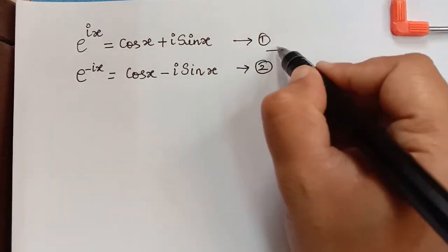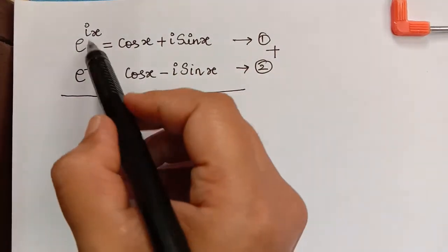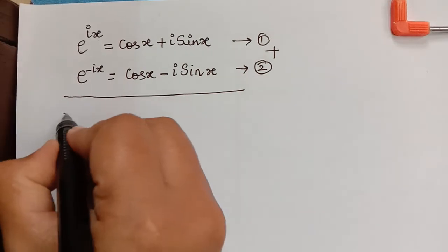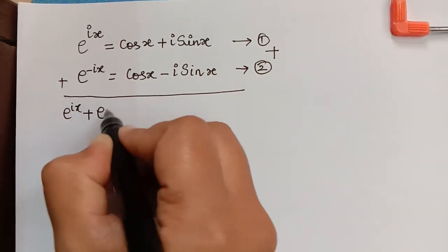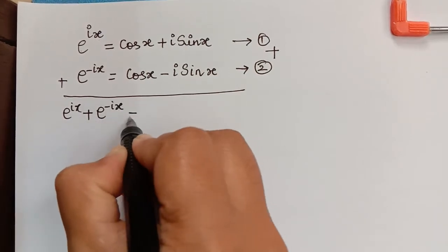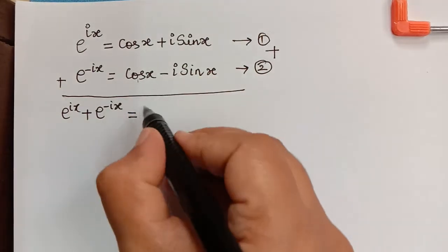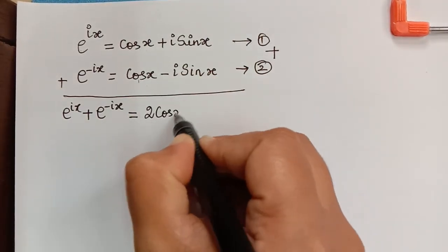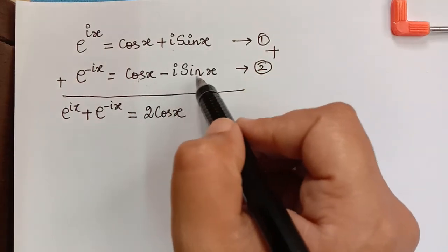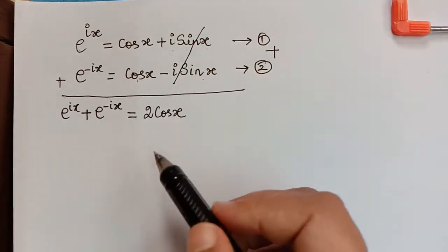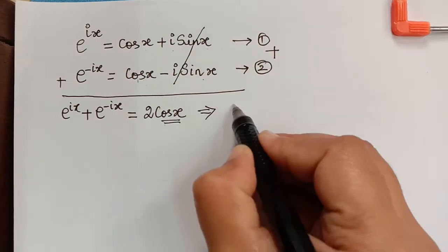Now when we add these two equations, what do we get? So the addition of these two is, e power ix plus e power negative ix will be equal to, the addition of these two terms will be cos x plus cos x, which is 2 cos x. And then if you see here, this is plus i sin x and this is minus i sin x. So these two terms will get cancelled. So from this we can obtain cos x.